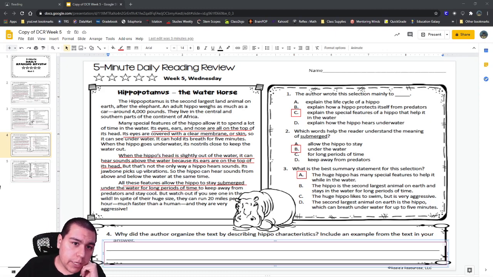Close the tab, hiding, and then open it up again. Okay. So close it and then go back into it again. Maybe that'll help it. So what do you think, Bella? Why did the author talk about the features one by one?